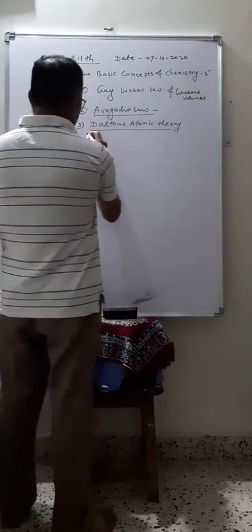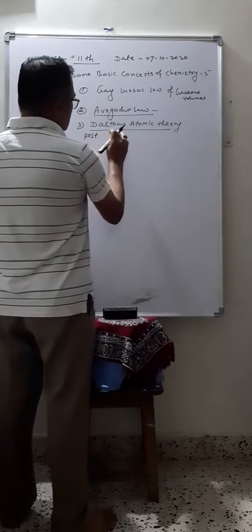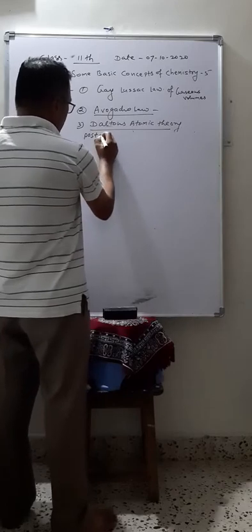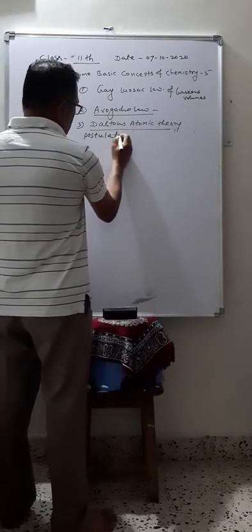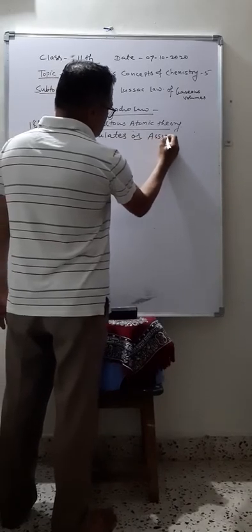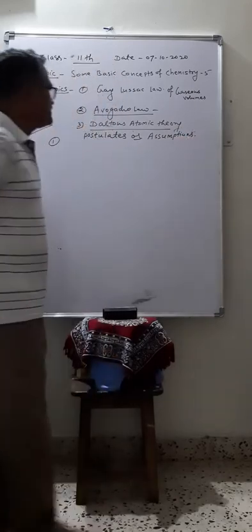So they are called the postulates. What may be the points explained by Dalton in his atomic theory, they are called postulates of Dalton's atomic theory, or they are also known as the assumptions of Dalton's atomic theory.